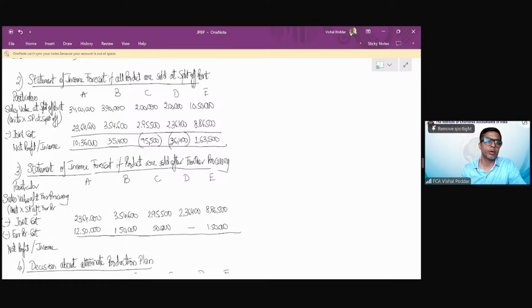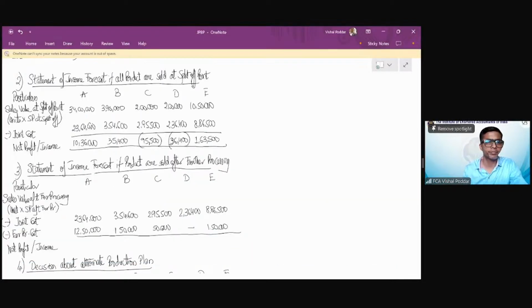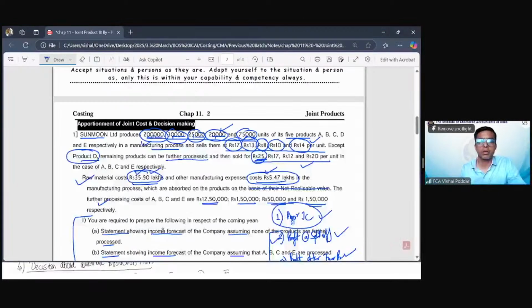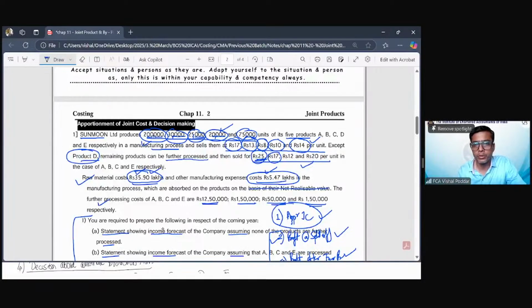Now find out the sales value after further processing. How? Quantity into this selling price. So 2 lakhs into 25 will be 50 lakhs. 30,000 into 17. 510. 25,000 into 12.